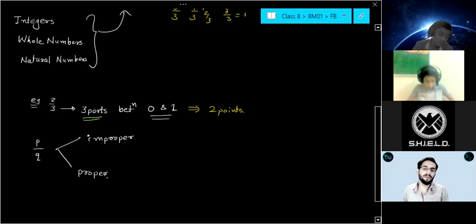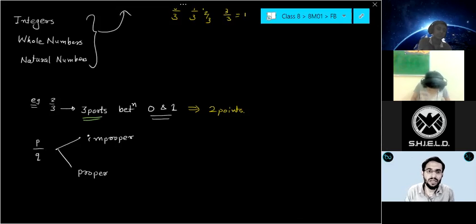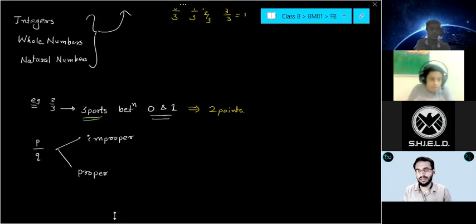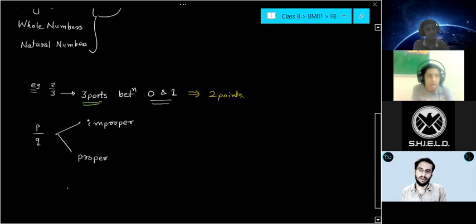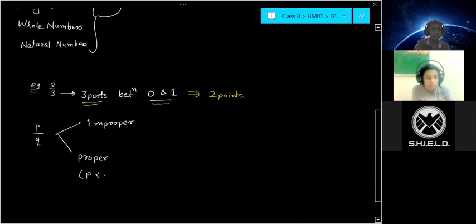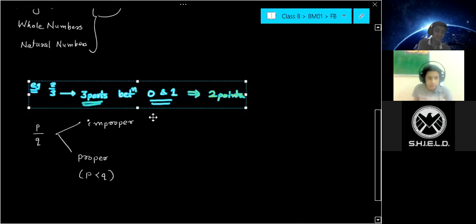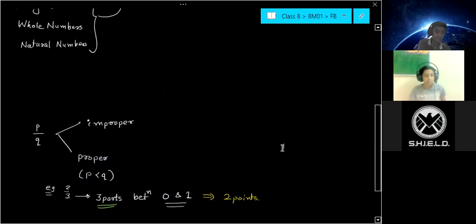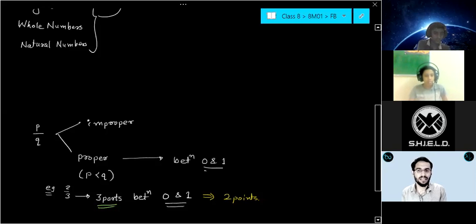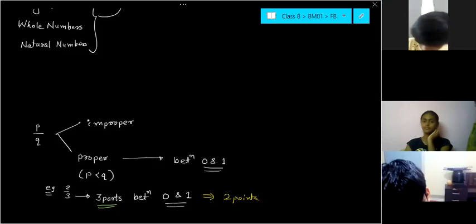If it is a proper fraction, who will tell me, is the numerator greater than the denominator, or the denominator greater than the numerator? Madhur, for a proper fraction, what is it? Sir, for a proper fraction, the numerator is smaller than the denominator. Very good. Each and every proper fraction will lie between 0 and 1 only. Is this clear, everyone? Please give me some response, everyone.